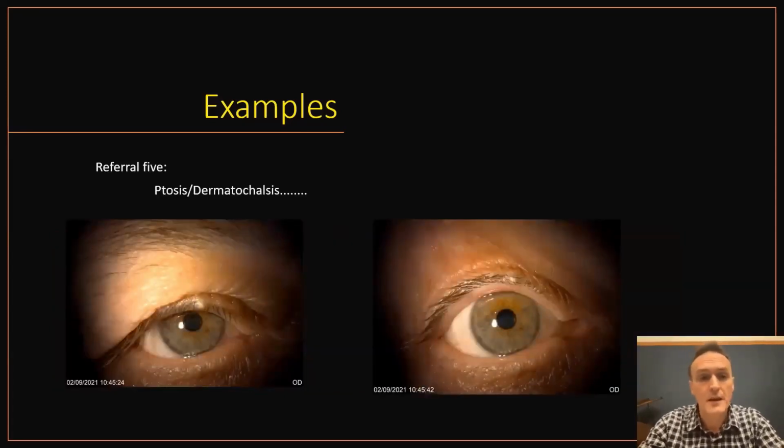This patient here, example 5, has been referred in as a ptosis. The picture on the left and the right is the same patient, and what's actually happened here is the picture on the right shows the mechanical lifting of the skin, and as you can see from that, that is not a ptosis. The eyelid is not dropping down and obscuring the pupillary margin. This patient obviously had a heavy brow and was more consistent with a dermatochalasis.